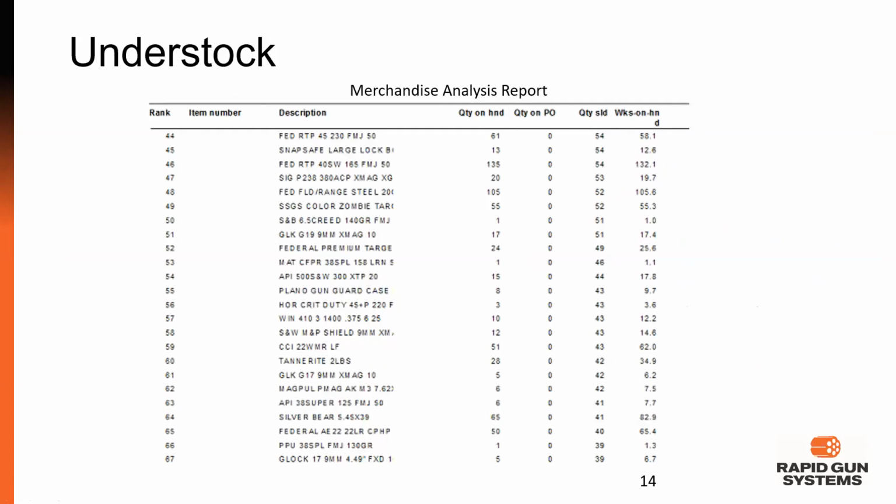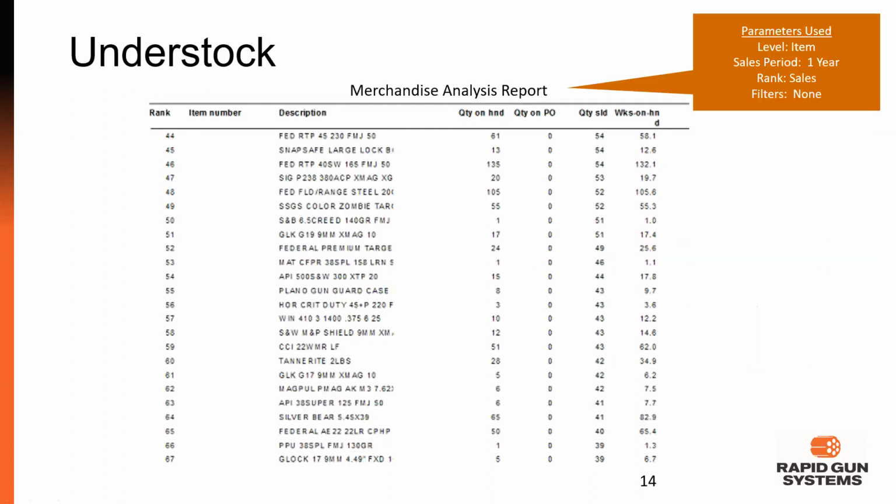Now, I want to also run this report a different way to show a different flexible thing that we can do to show what items are understocked. So what I did is I ran this at an item level. The sales period that I ran was for 1 year. I ranked it by sales, and I didn't apply any filter at all. So this is for all categories, not just filtered to a single category, but I'm ranking this by sales.